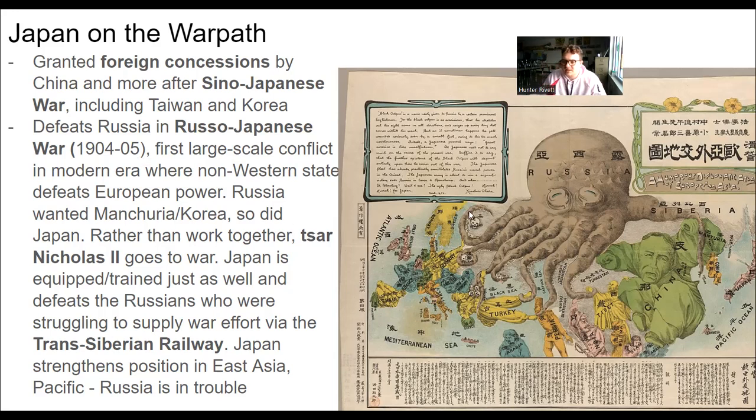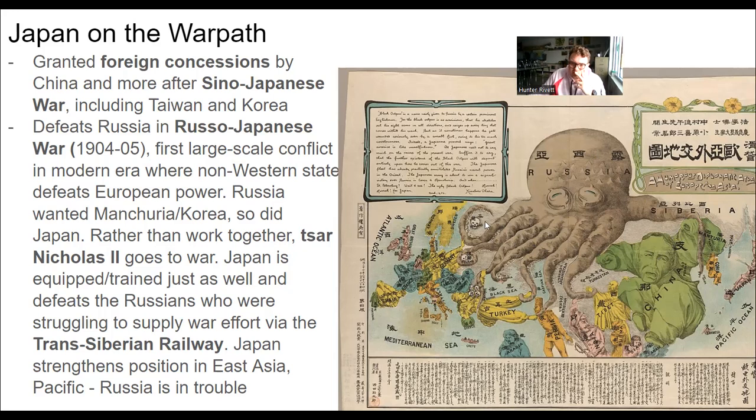See, Russia wanted Manchuria, this Korea. Remember, they wanted the warm water port, right? They were leasing Port Arthur, but they wanted more. They don't want to lease, they just want control. But so does Japan. They want this area. And so rather than work together, the Tsar at the time, Nicholas II, says, okay, we're going to throw hands then. But here's the thing, Japan is equipped and trained just as well now after the Meiji Restoration.